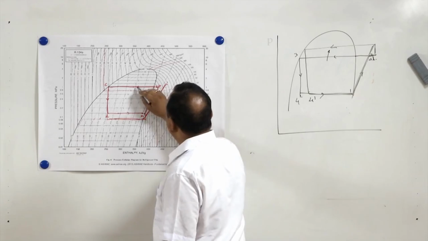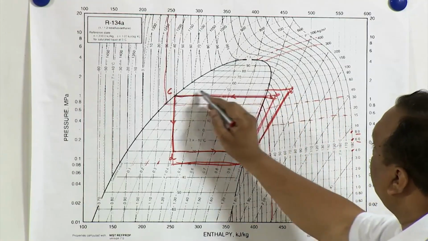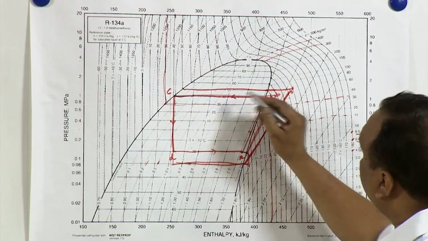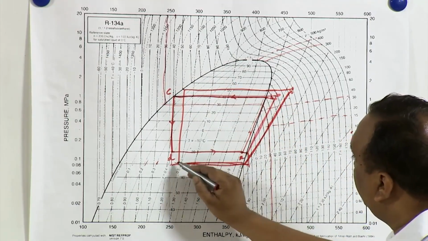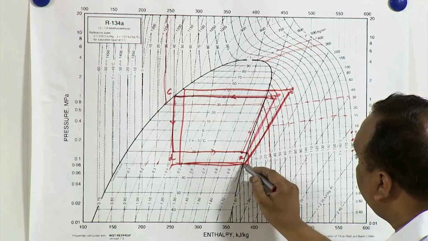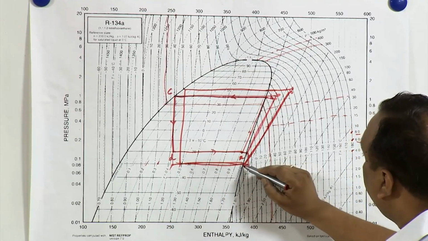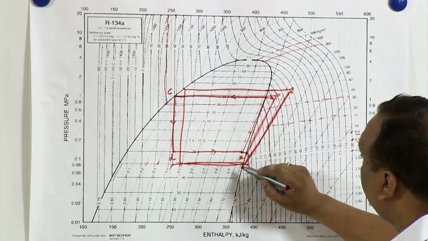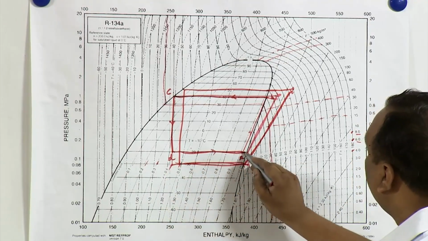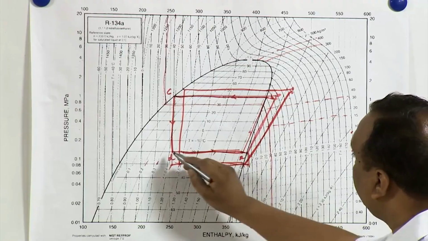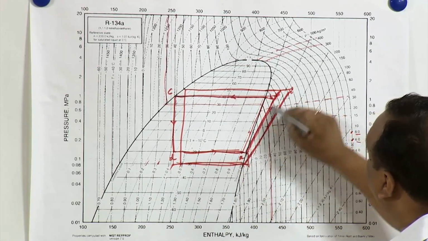Say instead of 40, suppose it is compressed up to 50 degree. So, when we touch the 50 degree, here you can see the refrigerating effect will reduce. Earlier we were getting refrigerating effect out of this, now we are getting refrigerating effect out of this process, and at the same time the compressor work is also increased.